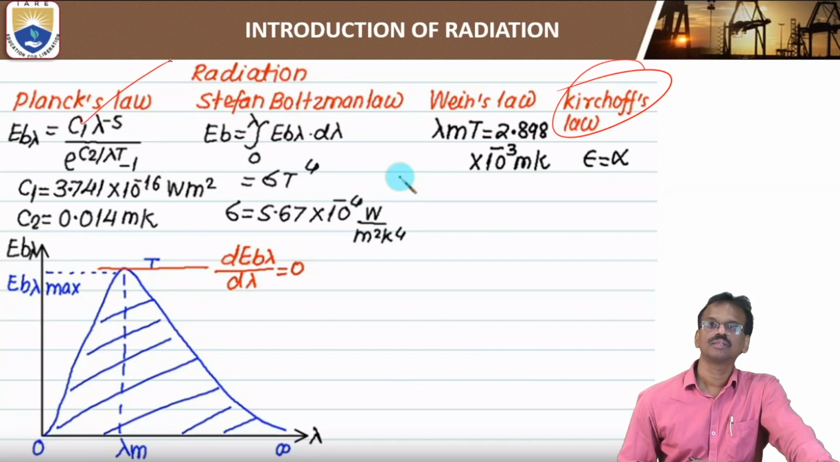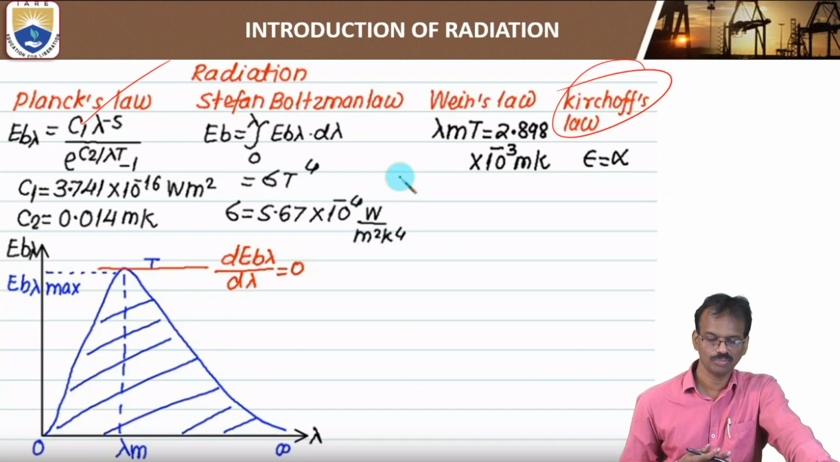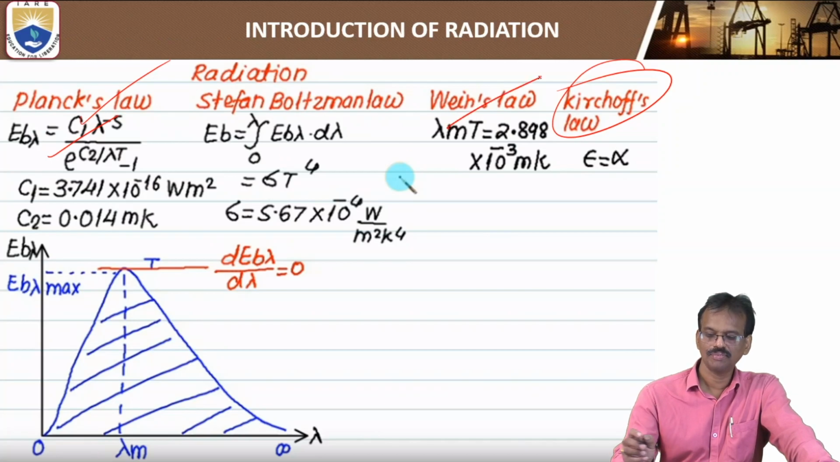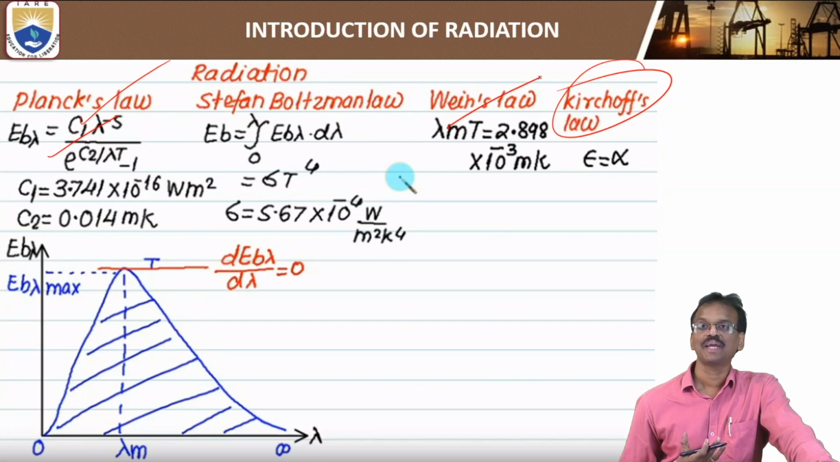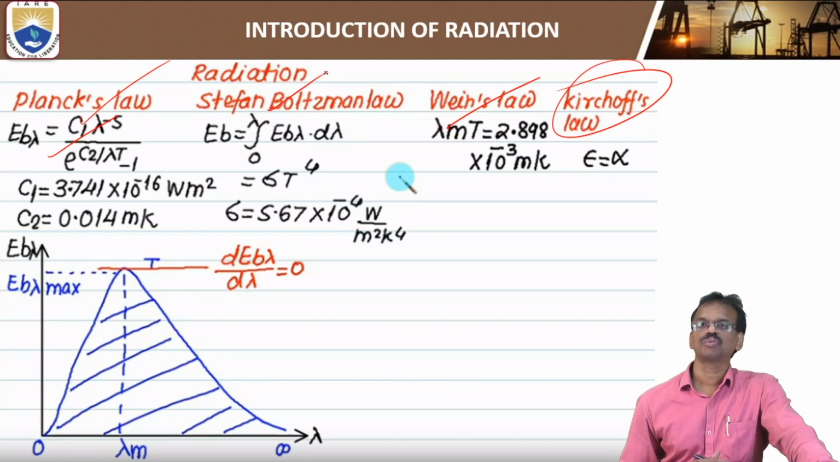Planck's law is used to find the monochromatic emissive power or spectral emissive power. This is the formula. The second one is Wien's law, which gives the maximum monochromatic emissive power, or maximum spectral emissive power. The third one is the Stefan-Boltzmann law. We can find the total emissive power with the help of the Stefan-Boltzmann law.